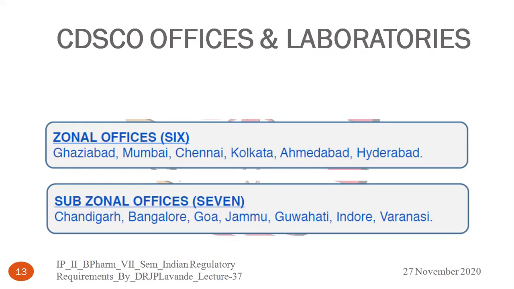Along with these 6 zonal offices, there are 7 sub-zonal offices in association with them, and they directly support the CDSCO through these zonal offices. The sub-zonal offices are situated at Chandigarh, Bangalore, Goa, Jammu, Guwahati, Indore, and recently Varanasi has also been added.